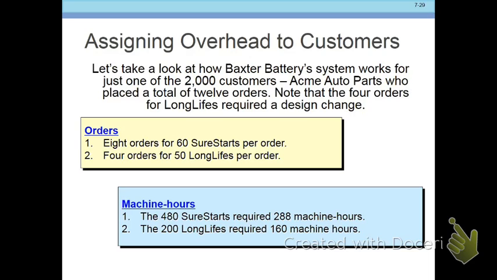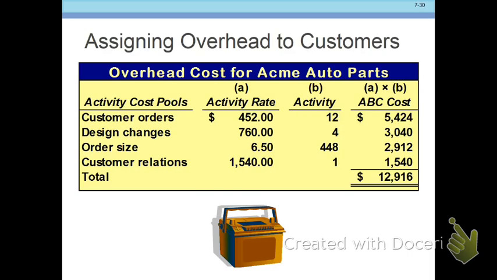Okay, and now we can go ahead and assign it to customers. And in this case, they looked at one customer, Acme Auto Parts. They placed a total of 12 orders. Note that 4 orders for Long Lifes required design changes. So now what they're doing is, and I'm going to show you on a complete income statement how this shows up, but we can also take a look at it, obviously, from a customer's perspective. And we can take a look at what a customer ordered to see if that customer is profitable.